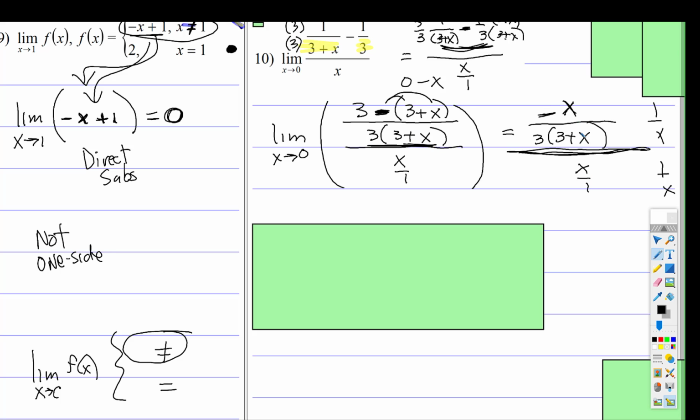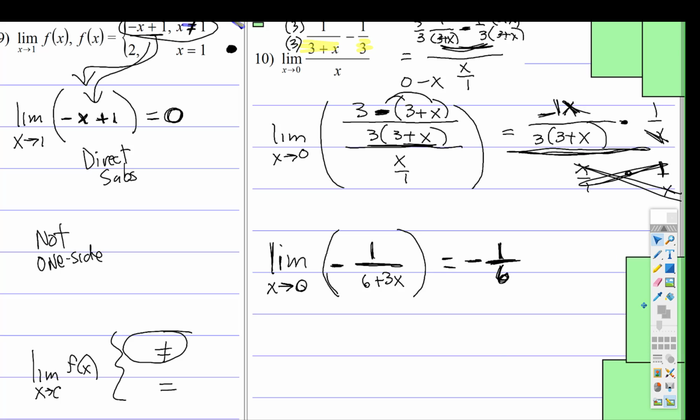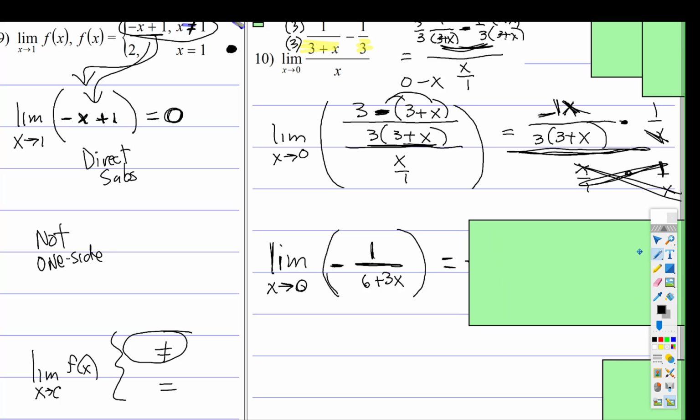But now I have a fraction over a fraction, so I'm going to multiply the numerator and denominator by the denominator fraction. So those cancel. And then look at this negative 1x, the x and the x cancel, and now we have negative 1 times 1. And down below, now we can do the distributive. So 3 times 3 is 9, plus 3 times x is 3x. When you plug a 0 in there, you get negative 1/9, not negative 1/6.